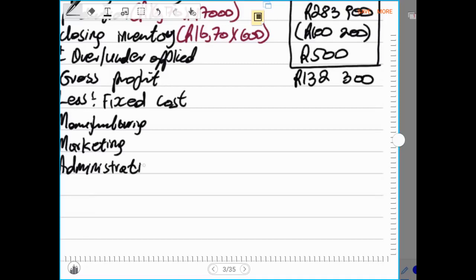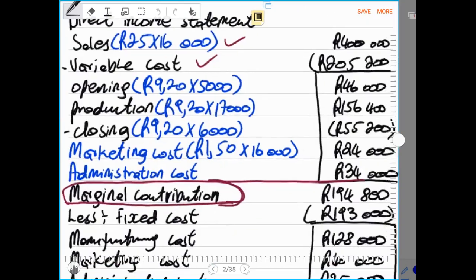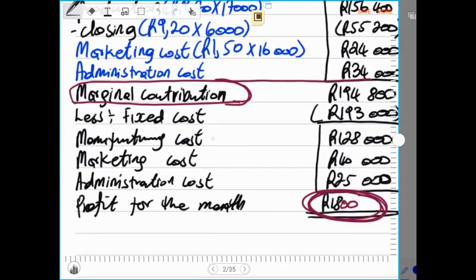Administration fixed cost. And our manufacturing overhead fixed cost amounted to 128,000. And our marketing, I think it was 40,000. Our administration, it was 25,000. Let me confirm that. Manufacturing, it was 128,000.